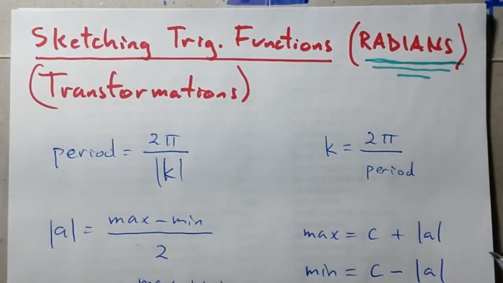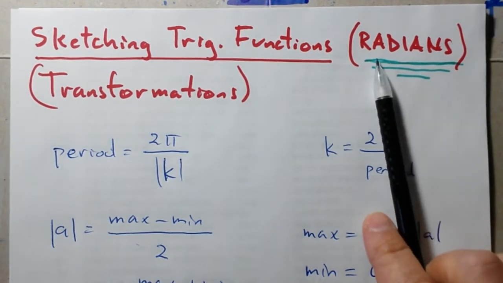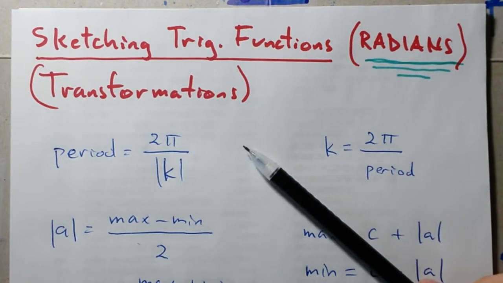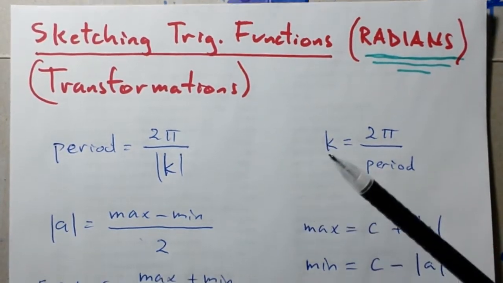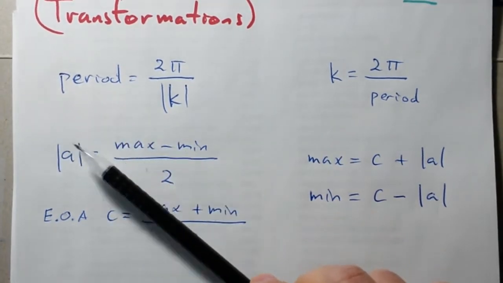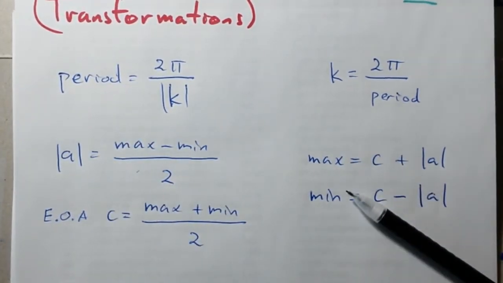Sketching trig functions, and this time we will be looking at examples and we will be using radians. So for each sketch or transformation of the trig functions, we're going to need to collect this information: the period, the amplitude, the equation of axes, the maximum and the minimum value.